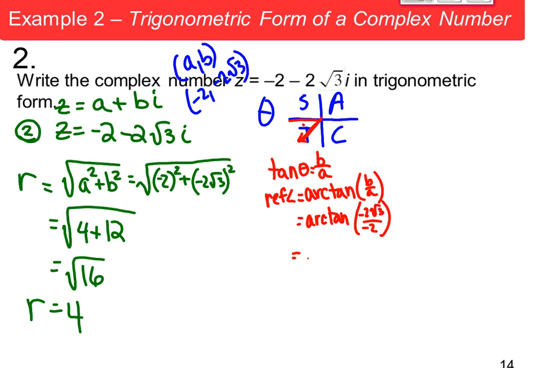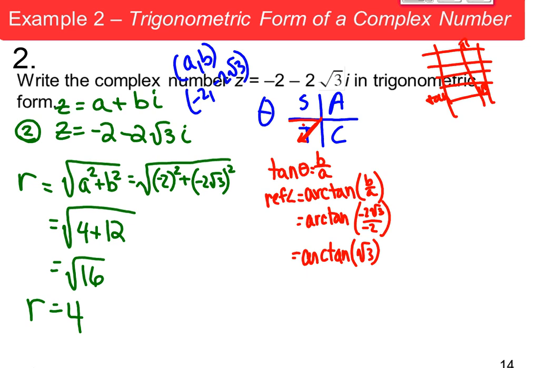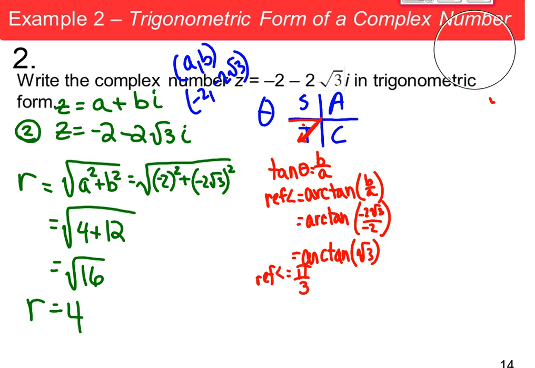And so that is the arc tangent of the square root of 3. I'm asking myself for the reference angle, what angle has a tangent of the square root of 3? Think about your table, and tangent is down here, and square root of 3 is over there someplace. And so the reference angle is pi over 3. So that's my reference angle.